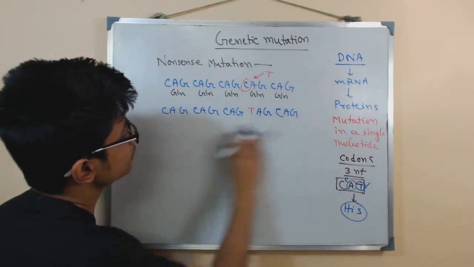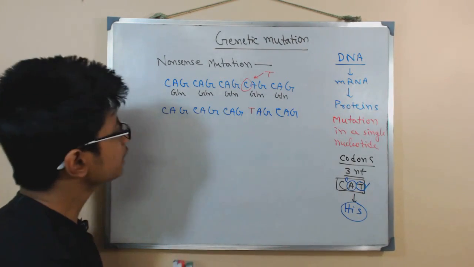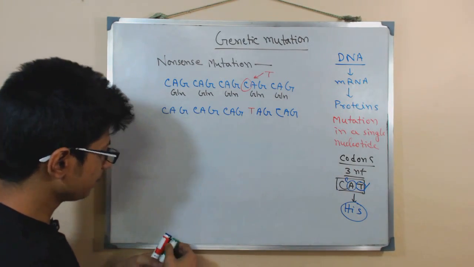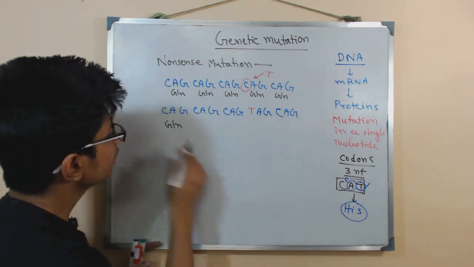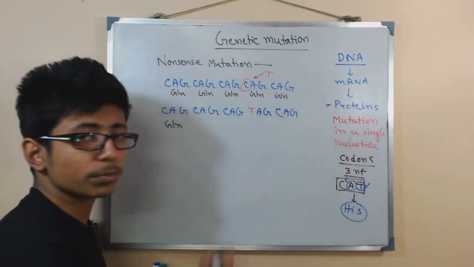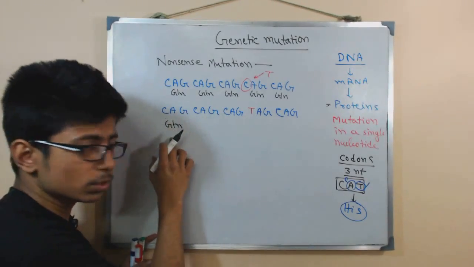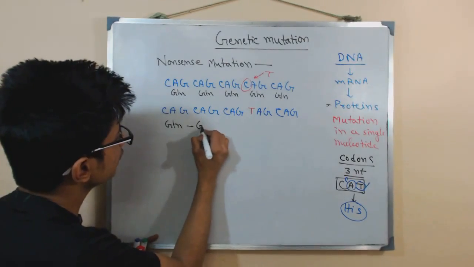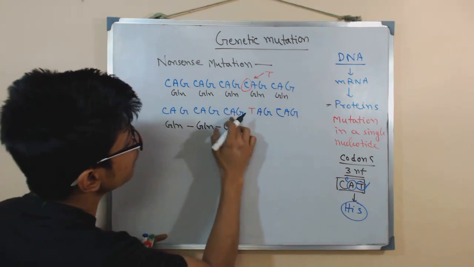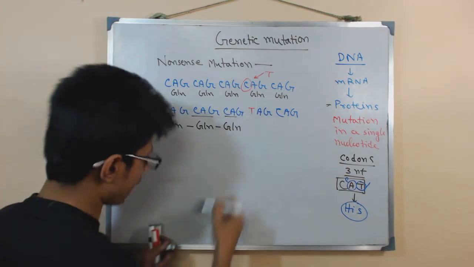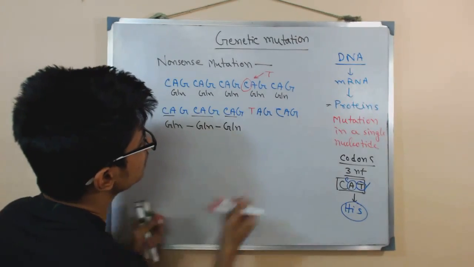So we have this stretch. Now what it does actually, CAG, remember CAG stands for glutamine. Glutamine is added during the translation, the production of proteins. CAG, that means glutamine is added. CAG again, glutamine is added, another glutamine is added. But now instead of a CAG, here we are having a TAG.